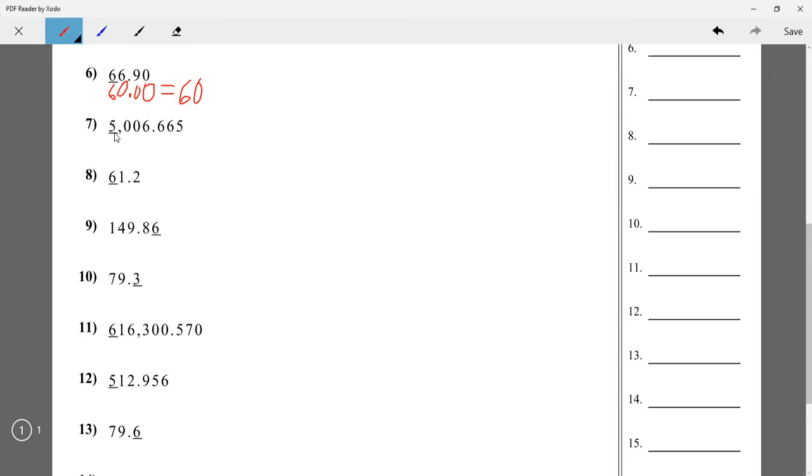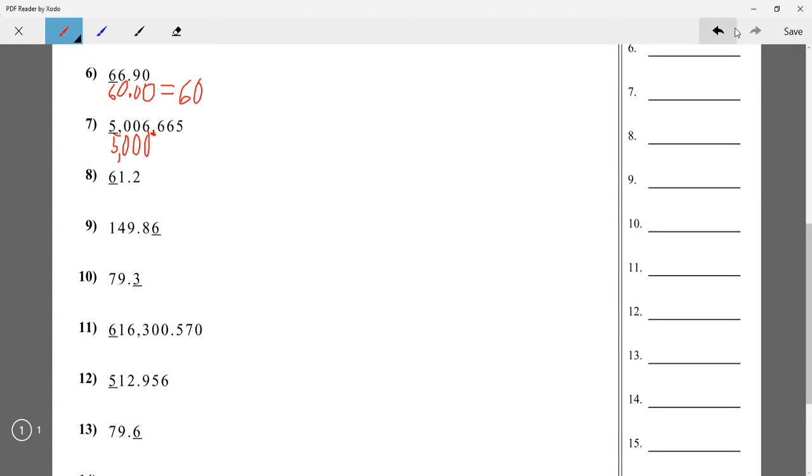Now this is in the thousands place. I know it's in the thousands because this is the first comma. So the 5 in the thousands place is just worth 5,000. Very simple. Okay, 61 and 2/10.